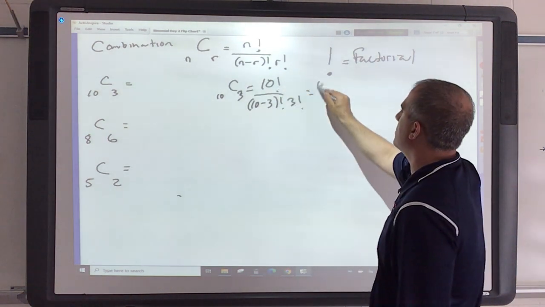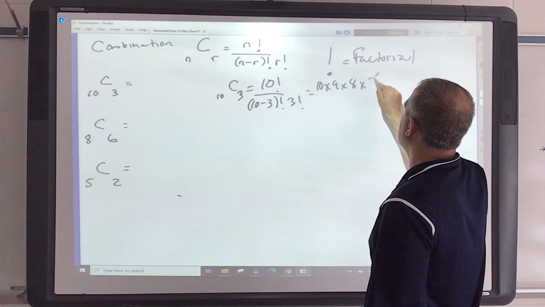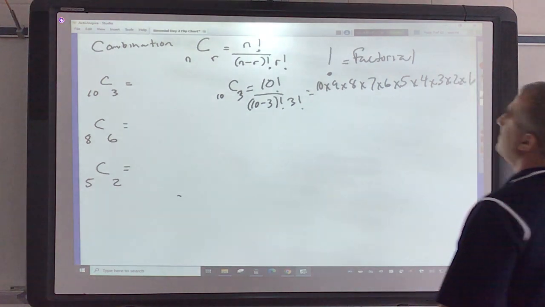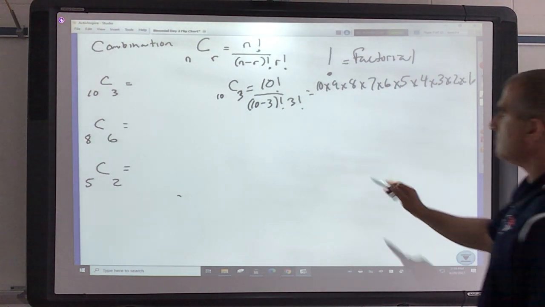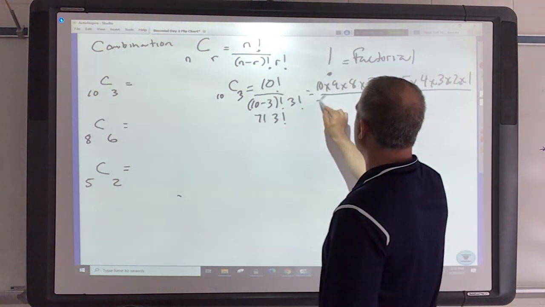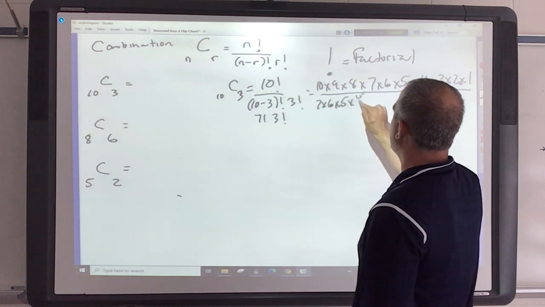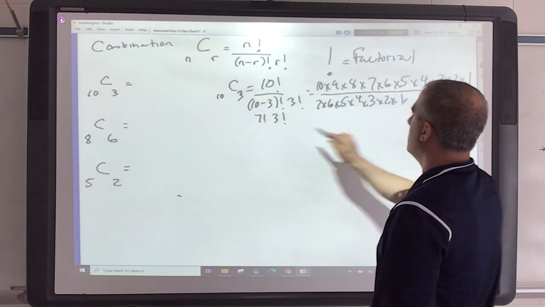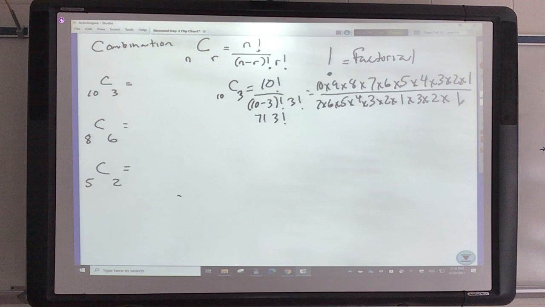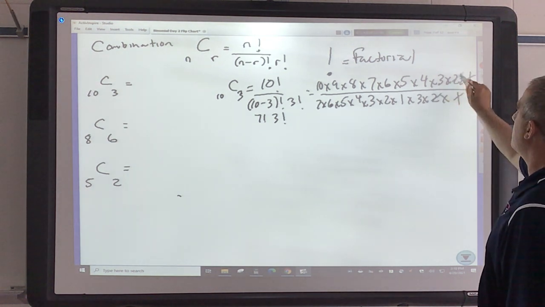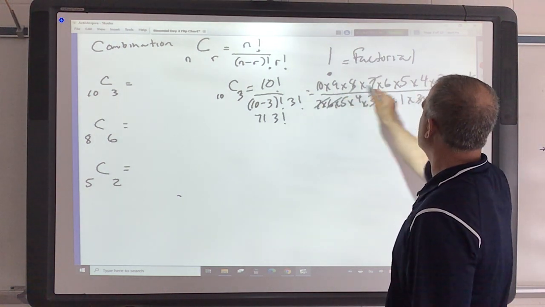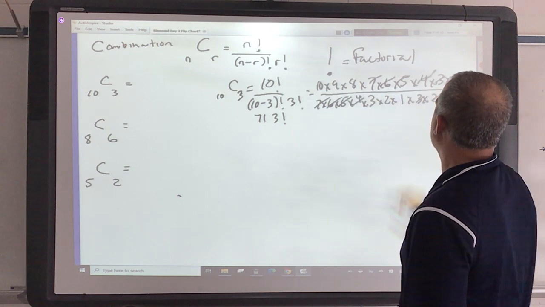What 10 factorial means is 10 times 9 times 8 times 7 times 6 times 5 times 4 times 3 times 2 times 1. It's like a little sequence of multiplication. Now, 10 minus 3 is 7 factorial, and then 3 factorial. What is 7 factorial? 7 times 6 times 5 times 4 times 3 times 2 times 1. What is 3 factorial? 3 times 2 times 1. Now, from a math standpoint, you can eliminate the numbers that are the same: 7, 6, 5, 4.